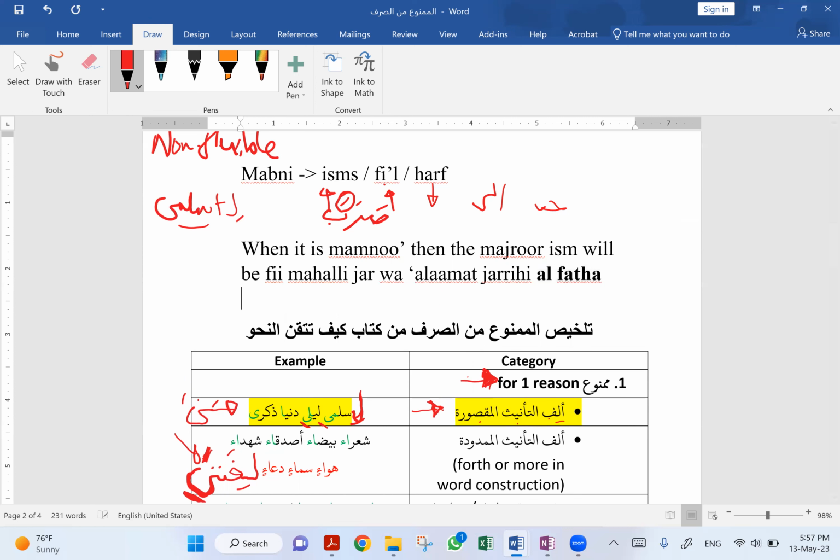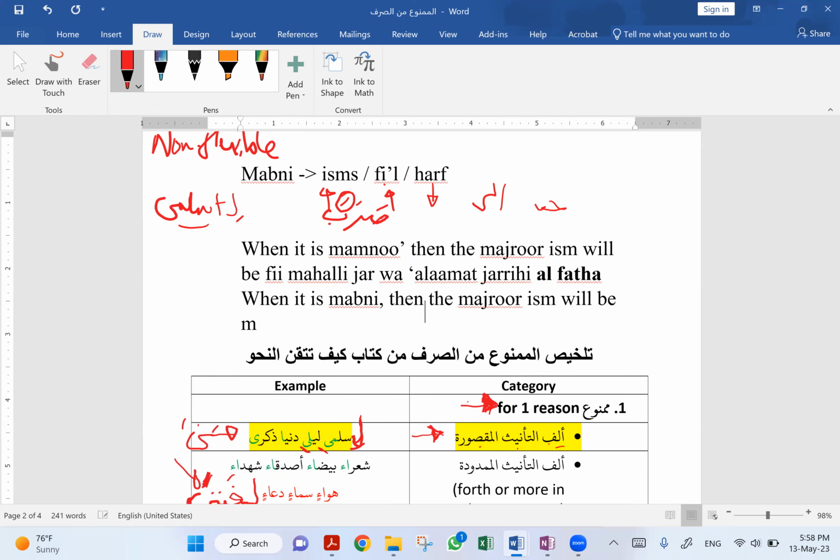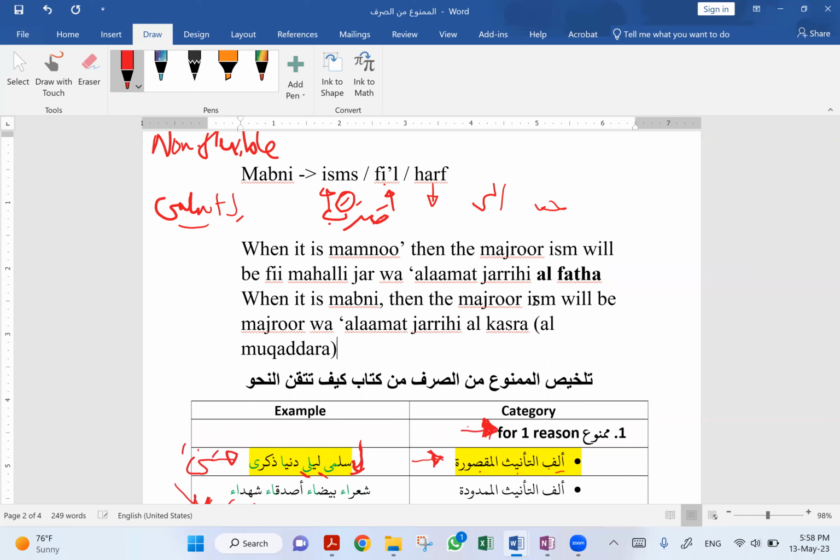But if it wasn't mamnu' min as-sarf, for example when it is mabni, then the majroor ism will be majroor wa alamat jarrihi al-kasra. They like to say al-muqaddara, which means implied. It's not really seen, so they will say muqaddara. So this is the whole difference. One part is fatha, the other part is kasra. I don't know if that's clear. I know it's different from the way we learn.